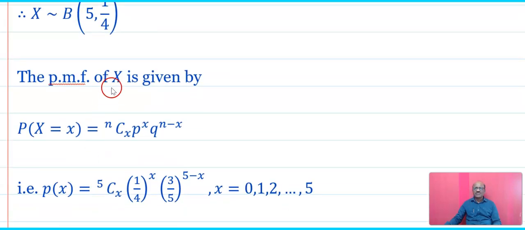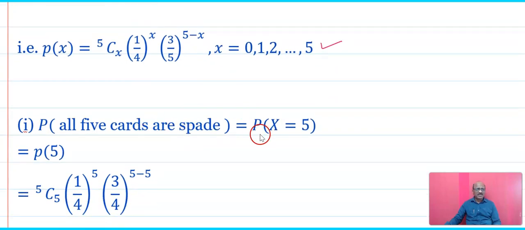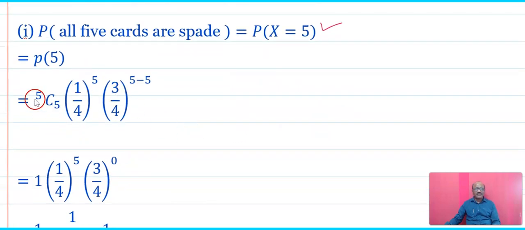The probability mass function of capital X is given by the probability of capital X equals small x is nCx p^x q^(n-x). The value of n is 5, so 5Cx, p is (1/4)^x, (3/4)^(5-x), x is equal to 0, 1, 2 up to 5. All 5 cards are spade. That is P of capital X is equal to 5. P of 5, we have 5C5, (1/4)^5, (3/4)^(5-5).